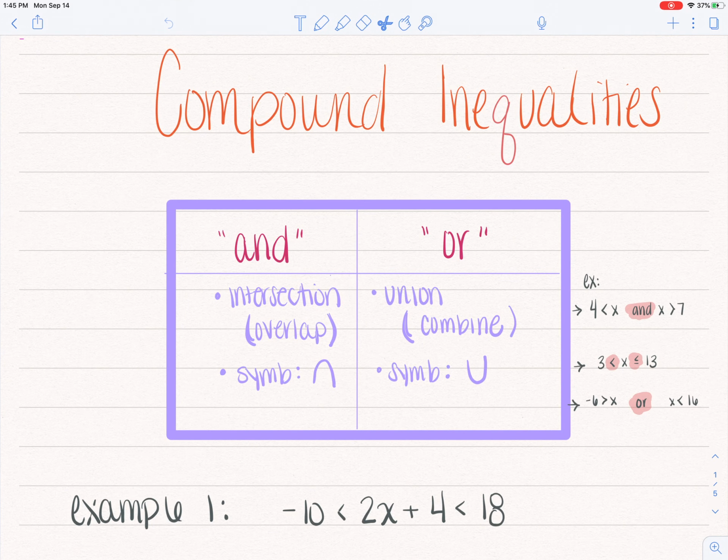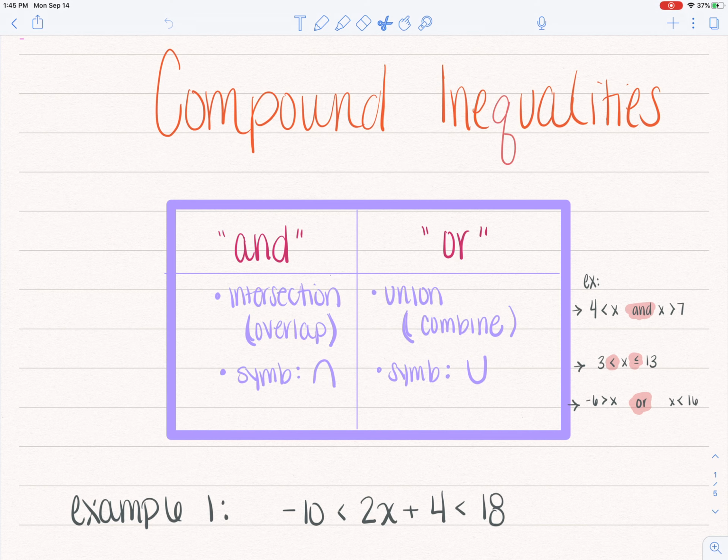Hey guys, so I wanted to take a second to do a couple of examples of compound inequalities. Compound inequalities are going to look different than one-variable inequalities in the sense that you're going to have two. Compound meaning that you have two of them.